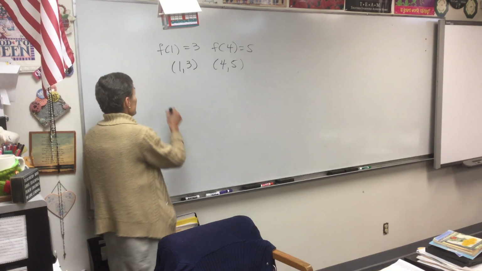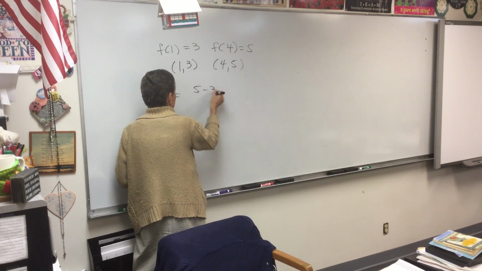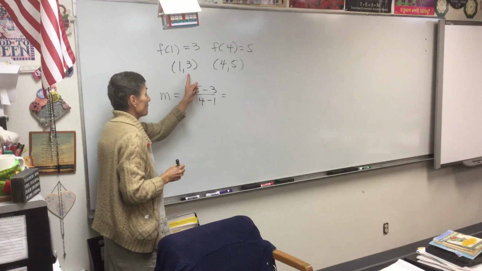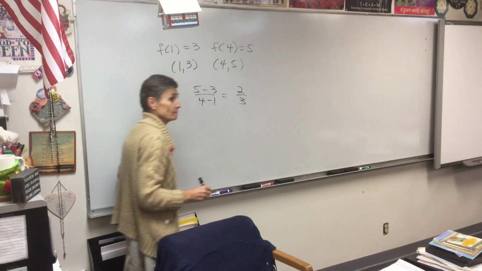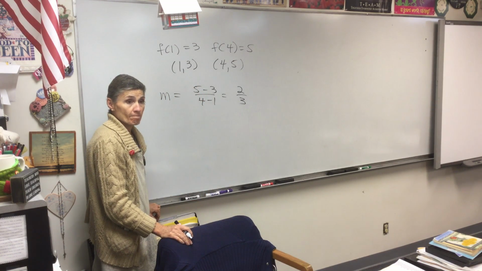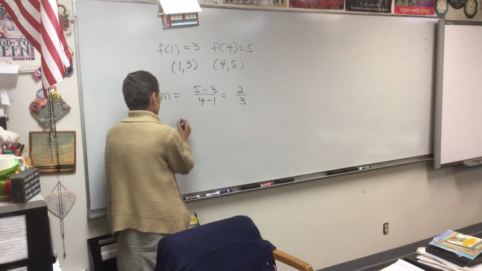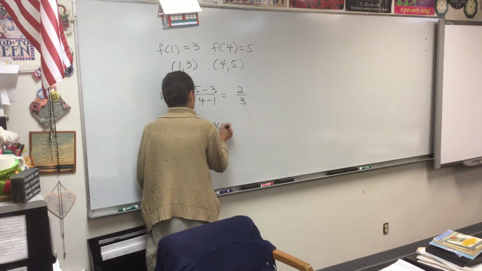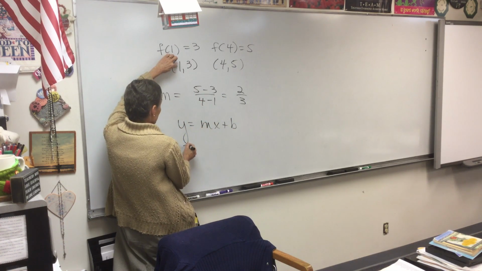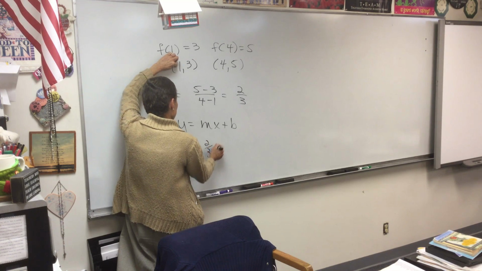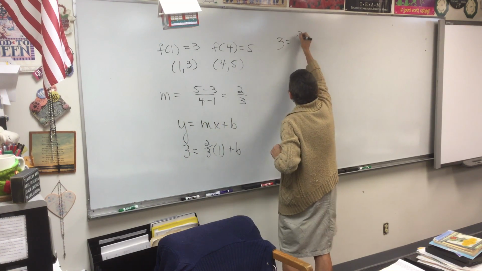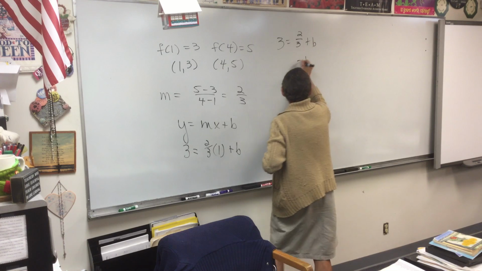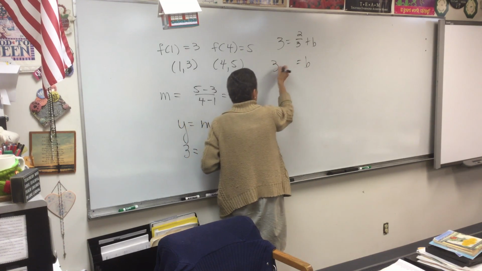You gotta find a slope. So the slope would be 5 minus 3 over 4 minus 1, y minus y over x minus x, which is 2/3. Yes. Now what? Y equals mx plus b. So I can pick a point. I'll pick this one. 3 equals 2/3 times 1 plus b. So 3 equals 2/3 plus b, and b equals 3 minus 2/3.